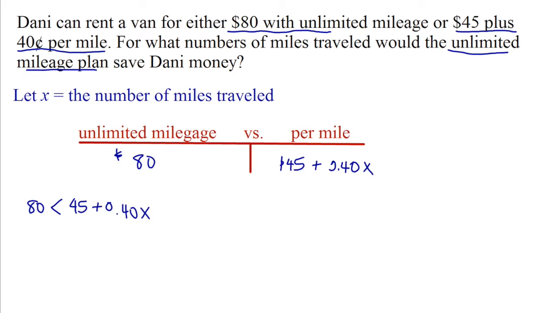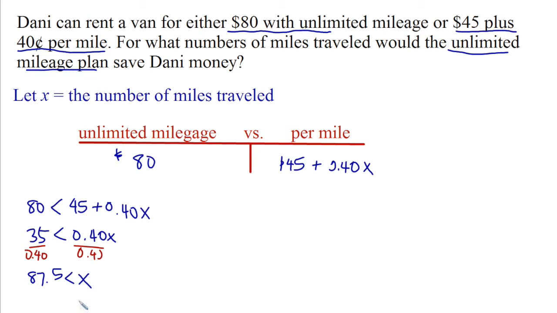So the first step is to subtract 45 from both sides. This gives us 35 is less than 0.40 times x. Finally, dividing both sides by 0.40, which is a positive number, so it doesn't change the inequality, this gives us 87.5 is less than x.